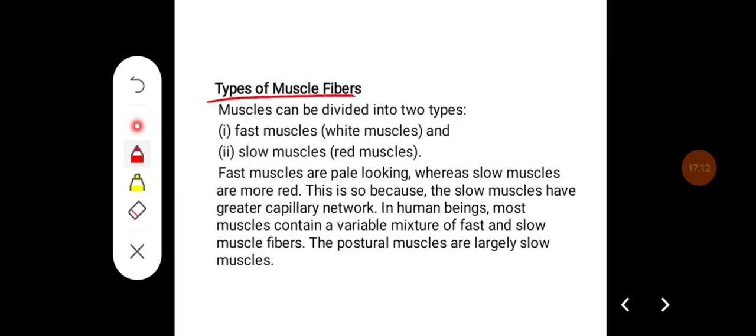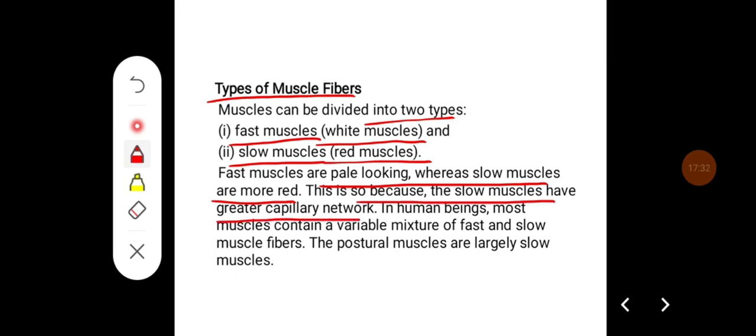Types of muscle fibers. Muscle fibers can be divided into two types, that is fast muscles or slow muscles. The fast muscles are also called white muscles and slow muscles are red muscles. Fast muscles are pale looking whereas slow muscles are more red. This is so because the slow muscles have a greater capillary network.